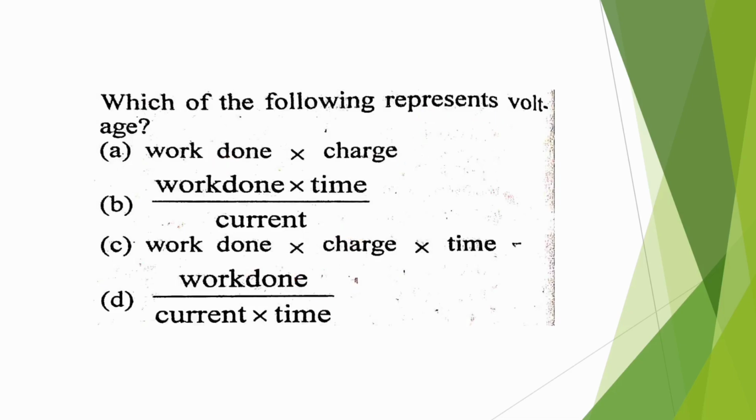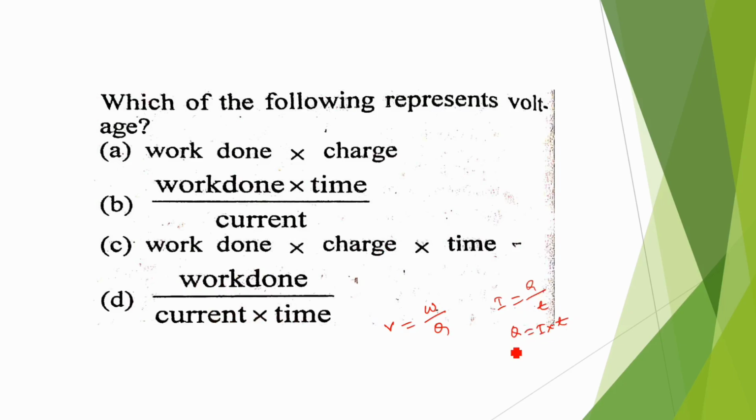Options are given to you: A, work done into charge; B, work done into time divided by current; C, work done into charge into time; D, work done divided by current into time. We all know that voltage is W by Q, is not it? And we all know that I is equal to Q by T. I is charge per unit time, is not it? So from here, if you find out Q, then Q will be I into T, is not it?